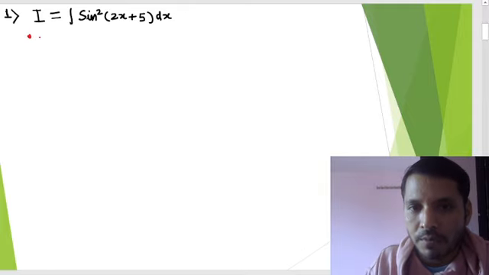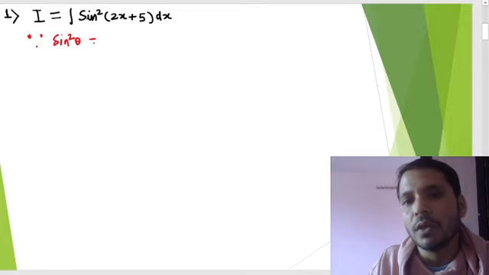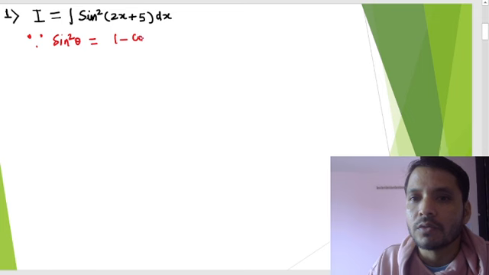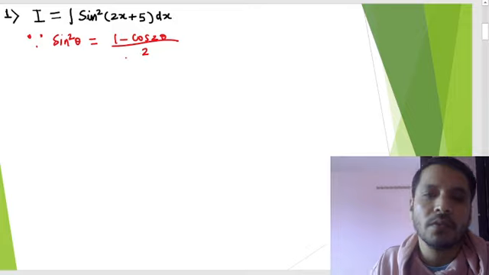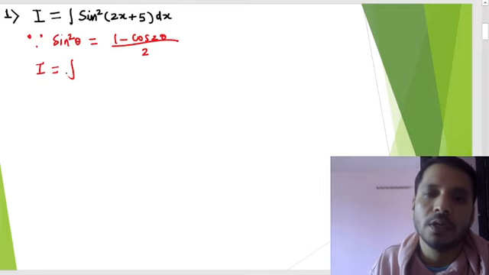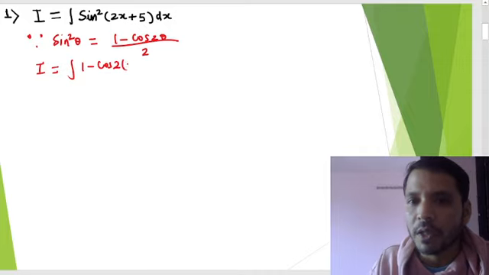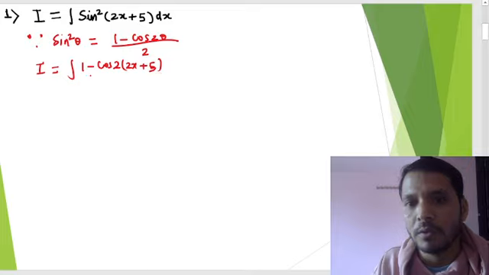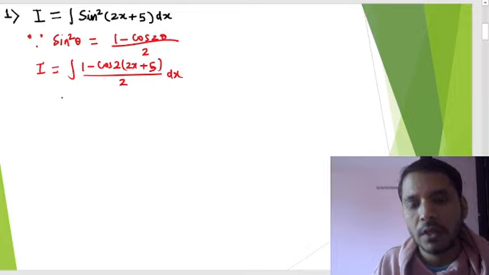We know that sin²θ is equal to (1 − cos 2θ) divided by 2, right? So if we apply this formula here, I becomes the integral of (1 − cos 2 times the given angle, that is 2x + 5), divided by 2, dx, right? Now we can integrate it easily.